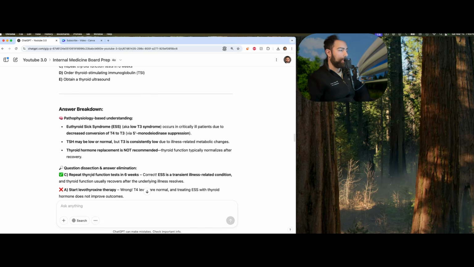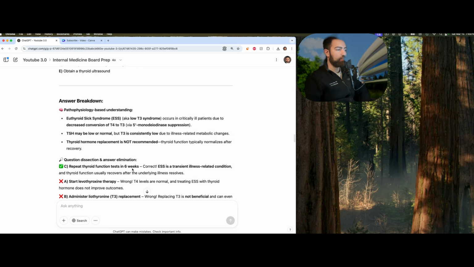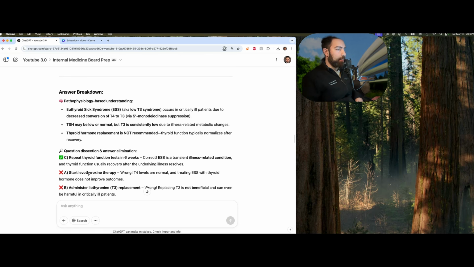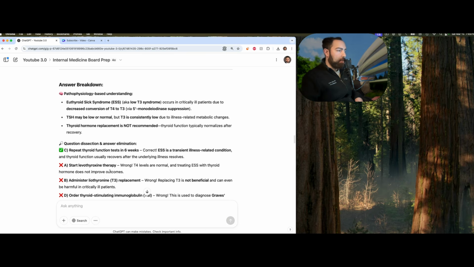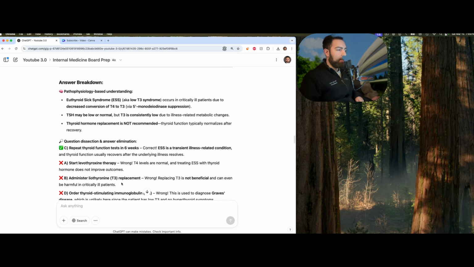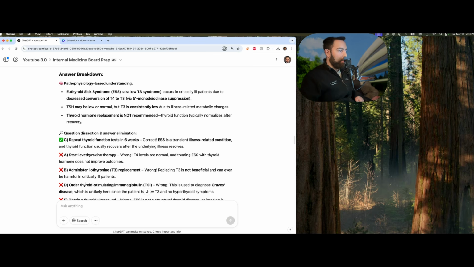So what you need to remember about euthyroid sick syndrome is that this is a temporary event. Repeat thyroid function in 6 weeks was the correct answer because ESS is a transient illness and thyroid function usually recovers after the underlying illness resolves. Starting levothyroxine would be wrong. Remember that T4 levels are normal in this case, and treating ESS with thyroid hormone does not improve outcomes and may actually lead to more complications. Administering liothyronine, or T3 replacement, would also be wrong. Replacing the T3 is not beneficial and can even be harmful.